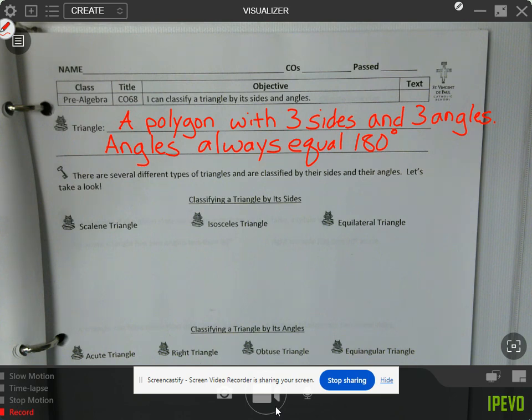So there are several different types of triangles and they are classified by their side names or by their angle names. So it's important to know if it's a side name, then you have to look at the side measurements. If it is an angle name, then you have to look at their angle measurements.